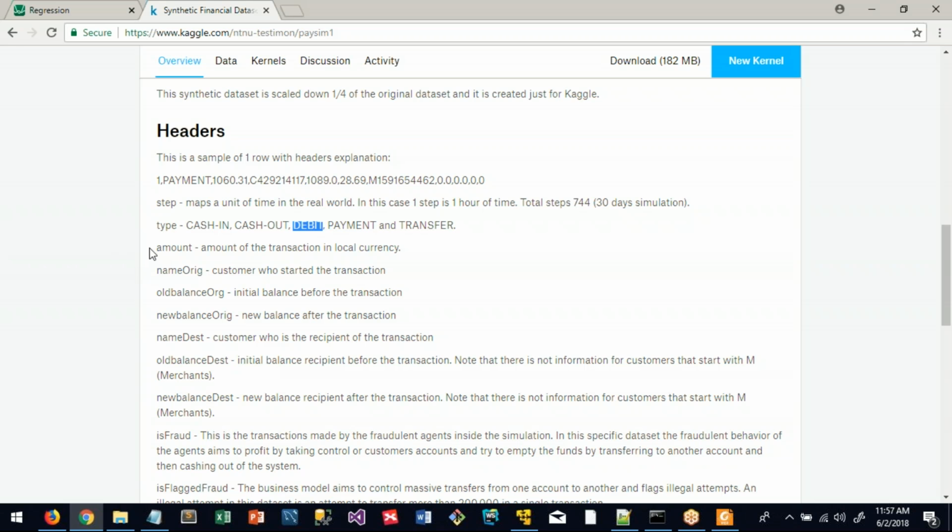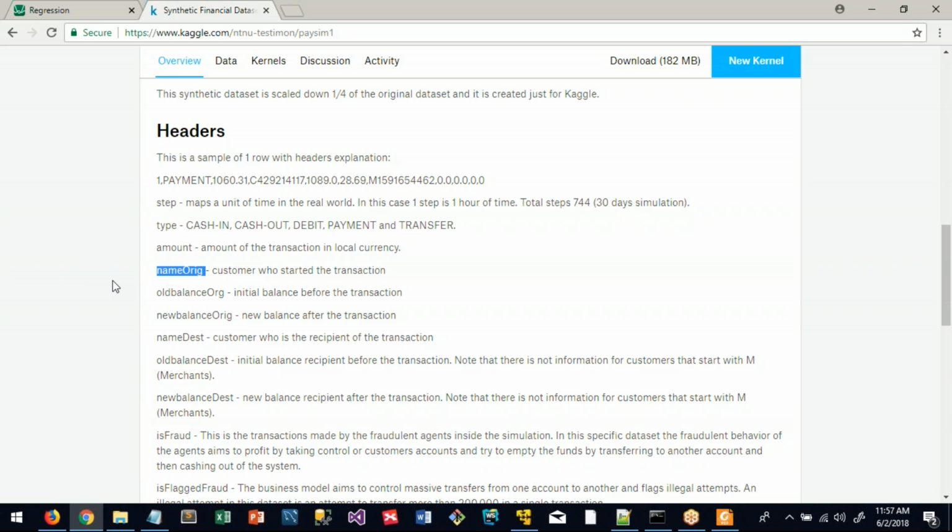The amount, in this case, is the amount of the transaction in the local currency. It simply says how much value of money was transacted in that specific transaction. So the type of transaction could be any one of them, but the amount is how much money was transacted.